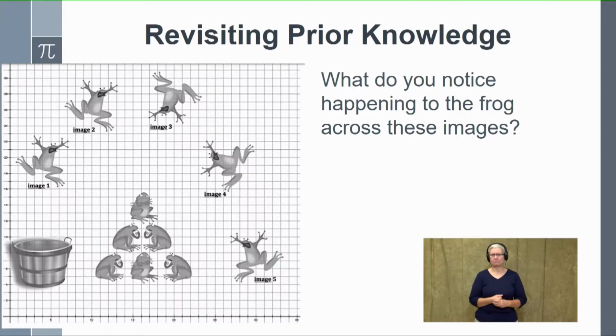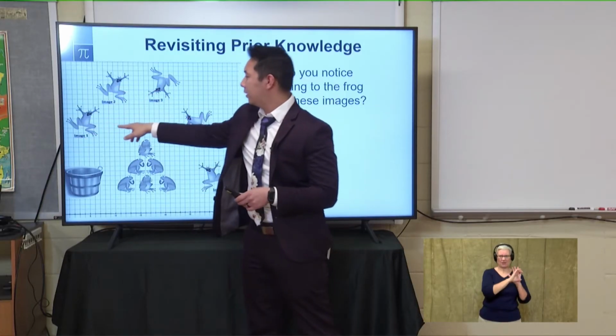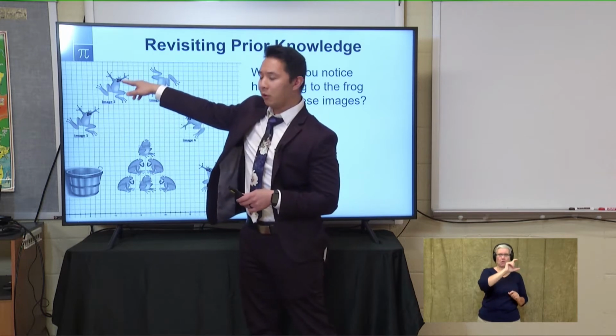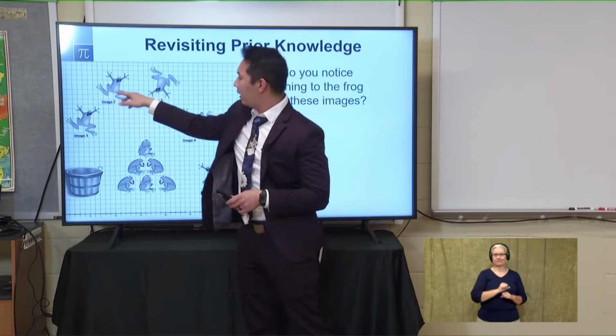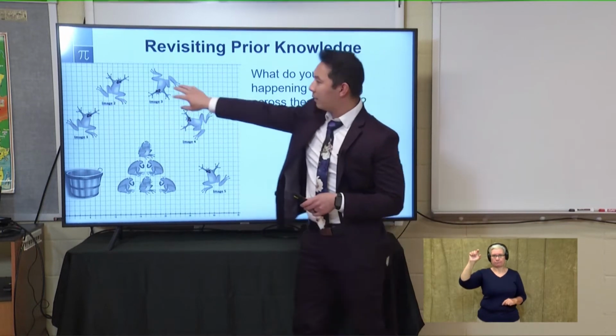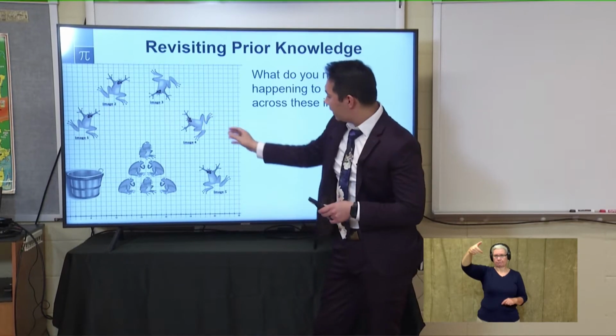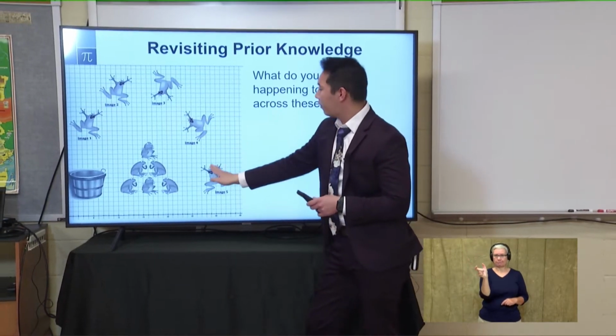And so as we think about what's happening, I want you to recall some lessons from middle school and think about transformations. If we're looking at the frog in image 1 to image 2, we can see that this frog has been moved to the right and moved upward. So I'm shifting right and then shifting up. From image 2 to image 3 and then down to 4, it looks like we're turning our frog. And then turning it again all the way down to 5, but then it looks like we're flipping it.